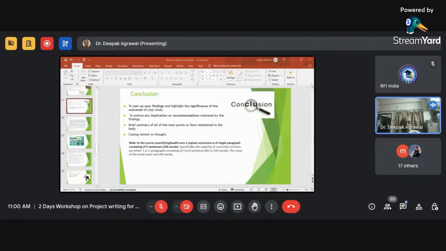We always use, in the end paragraphs, a brief summary of all the main points or facts mentioned in the body. One more thing you should remember is that your conclusion must align with the abstract.